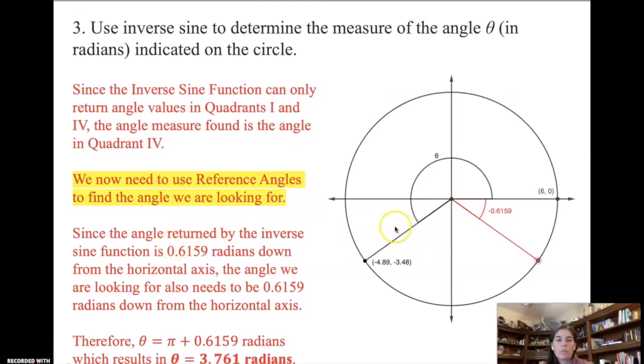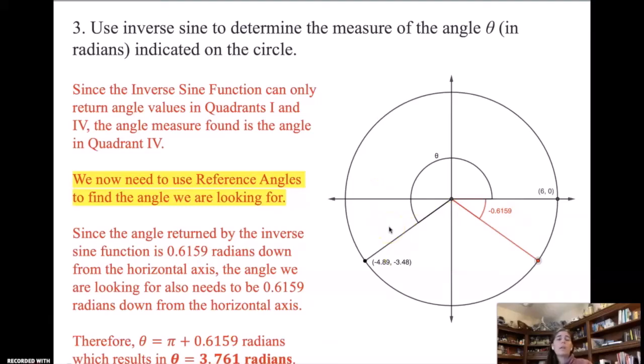So for this one, I'm going pi radians plus an additional 0.6159 radians. I would just add those, and we get my actual angle. Notice that it's about 3.76, which is somewhere in the ballpark of where I was estimating. That's where we're using the reference angle. The size of this angle is the same as the size of this angle here.